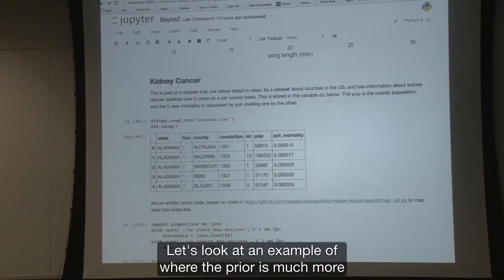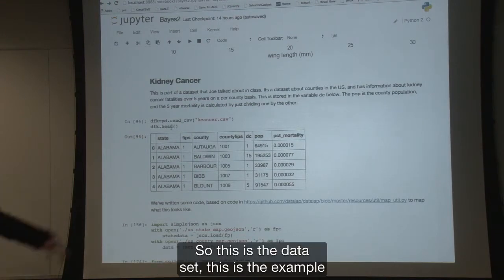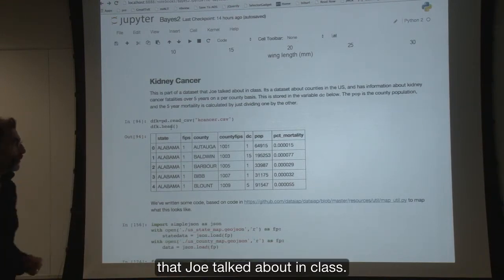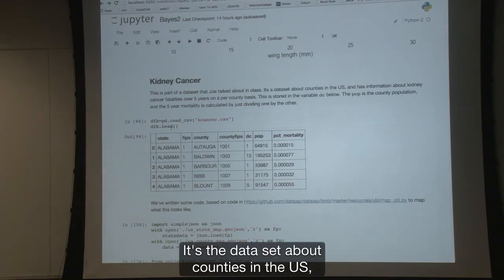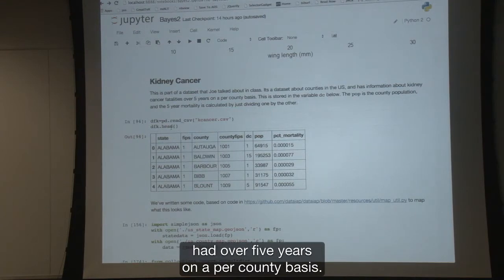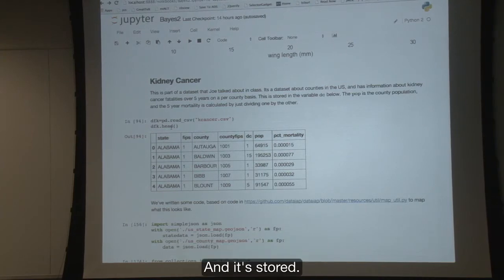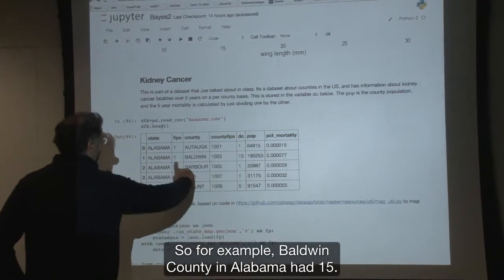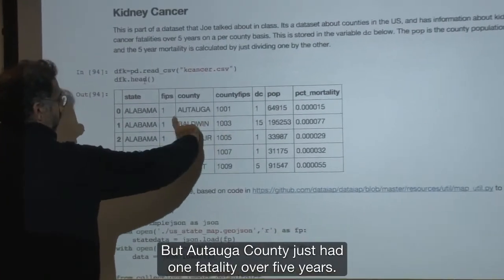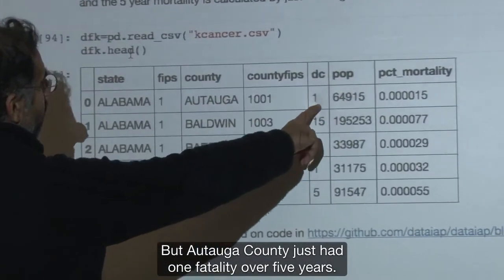Let's look at an example where the prior is much more informative. So this is the data set. This is the example that Joe talked about in class. It's a data set about counties in the U.S. and the kidney cancer fatalities they've had over 5 years on a per county basis. So it's stored in this where the fatalities are stored. So for example, Baldwin County in Alabama had 15, but Otago County just had 1 fatality over 5 years.